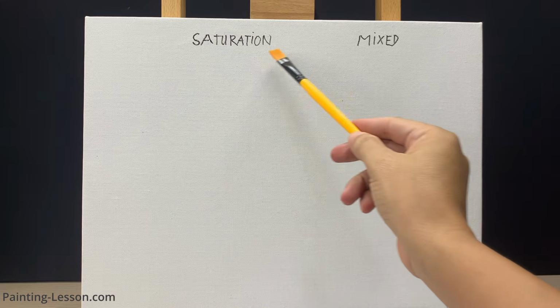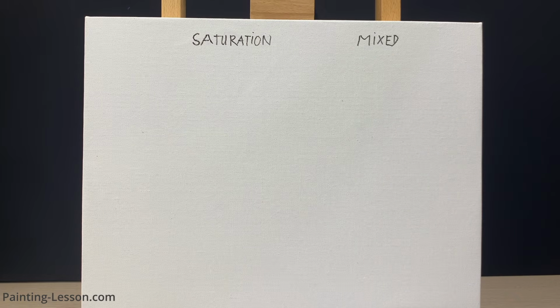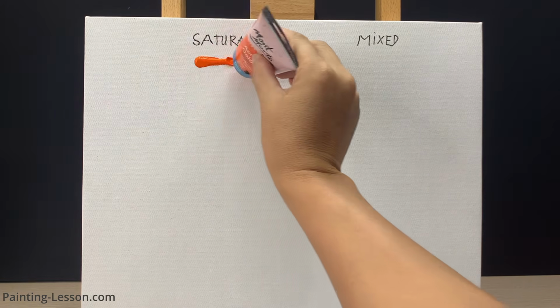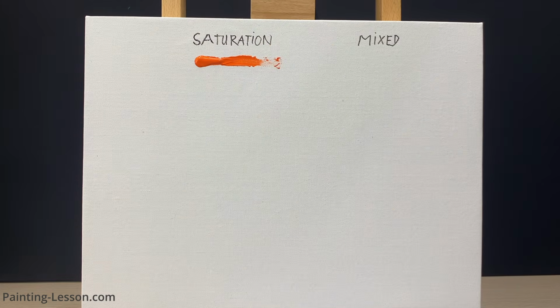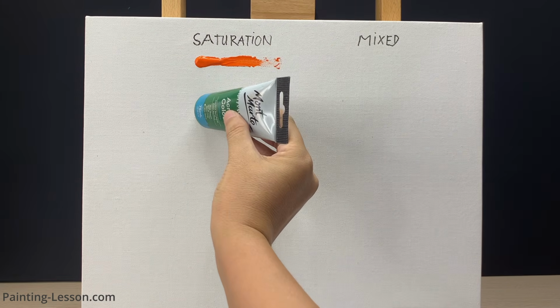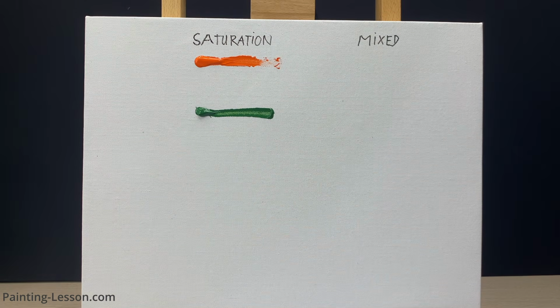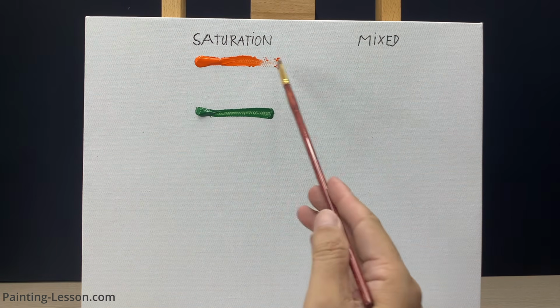Next, I will define saturation. The intensity or strength of a color is referred to as its saturation. A color straight from the tube will be more saturated than when it is diluted or mixed. For example, I will take 2 colors, orange and sap green. When I directly paint with these 2 colors, the hues appear vibrant and vivid.